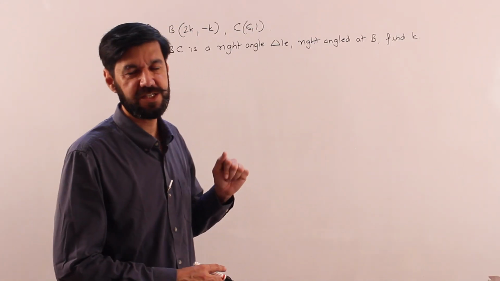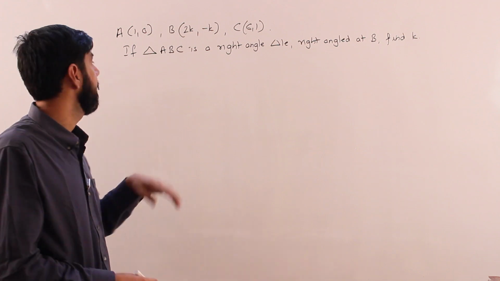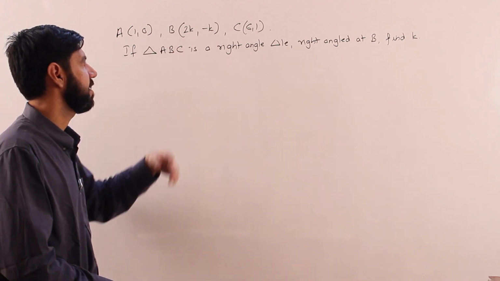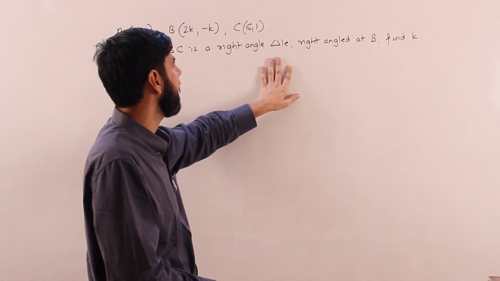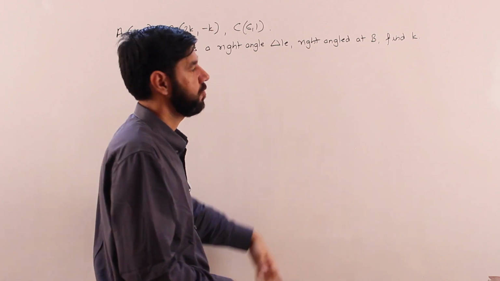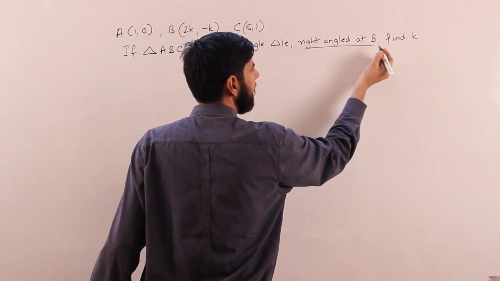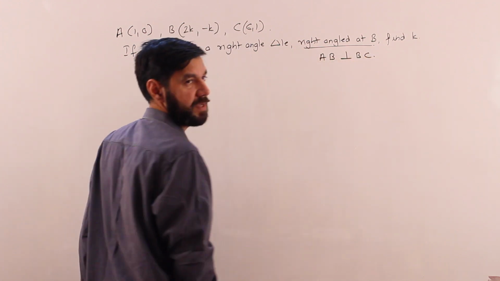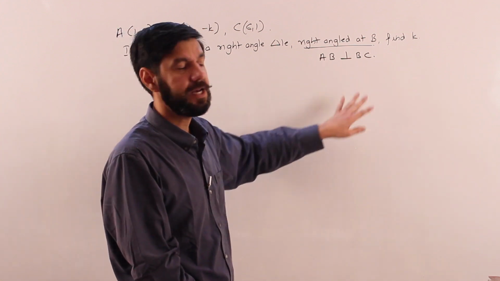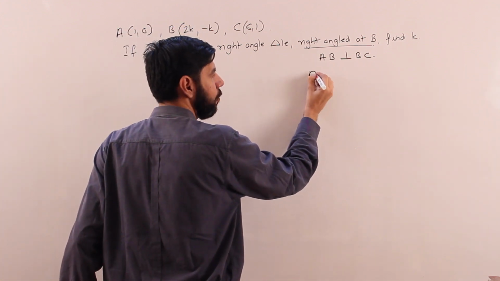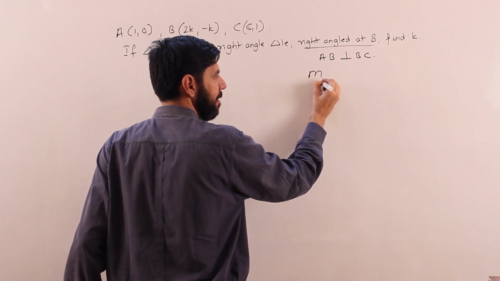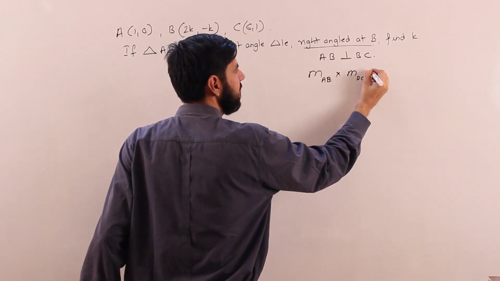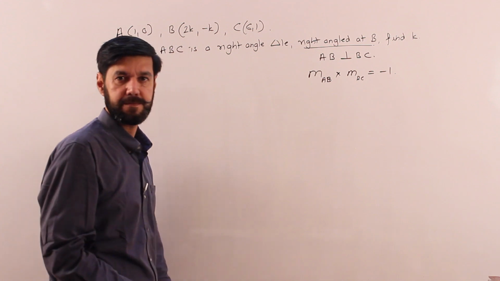Let's do an example on just slopes, though this is a little tough example. So we are given 3 points A, B and C. The coordinates of B are unknown, expressed in terms of K. If triangle ABC is a right angled triangle, right angled at B, we are supposed to find K. So right angled at B simply means that the line AB is perpendicular to the line BC. And if lines are perpendicular to each other, I have the slope. Slope is denoted by m. So let me say slope of AB into the slope of BC is equal to minus 1.